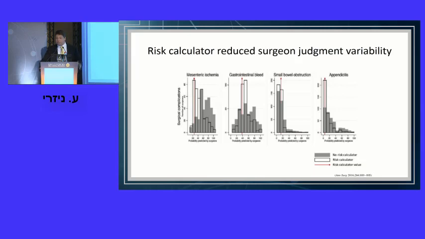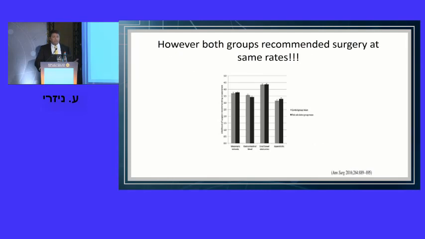So in light of this finding, you would think that if we have a tool that helps us know that the operation is less risky, then we'll get more operations. But this is completely not the case. The rates of the recommendation to operate were the same. Both groups recommended surgery at the same rates. Now this is surprising. What happened here?